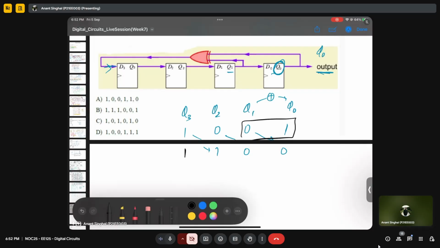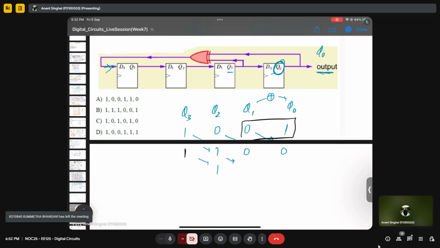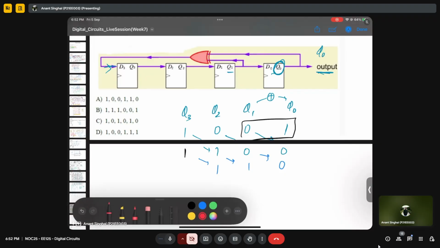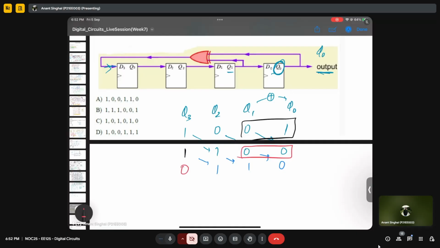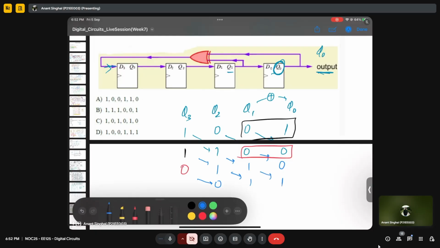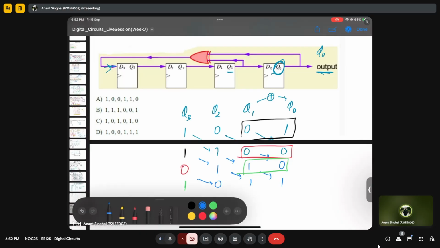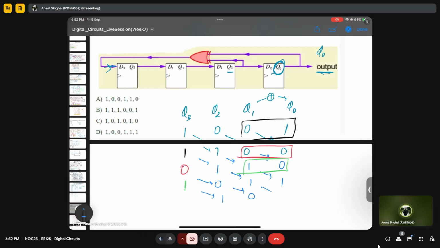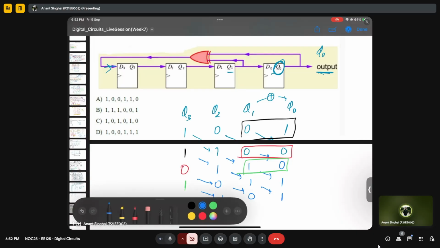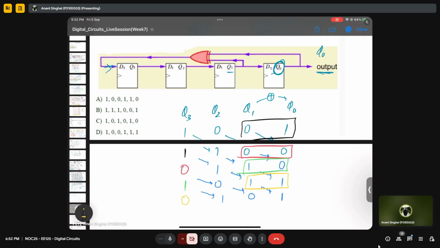So I'll write it out a bit more. Now this will come here, this will come here, this will come here. The XOR of these two will come here. So again, this will be 0, 1, 1. The XOR of these two will come here. So this is 1, 0, 1. The XOR of these two will come here.